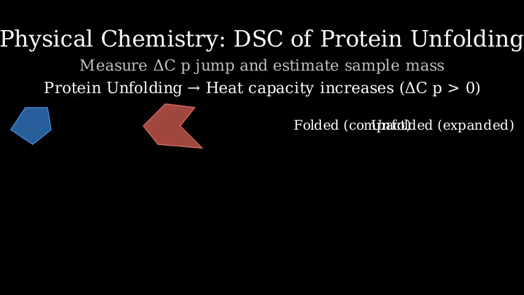We will design a differential scanning calorimetry experiment. The instrument has two cells, a reference cell with buffer, and a sample cell with protein in the same buffer. We scan temperature at a constant rate beta. The instrument measures the power difference needed to keep both cells at the same temperature. A jump in heat capacity appears as a step during unfolding.